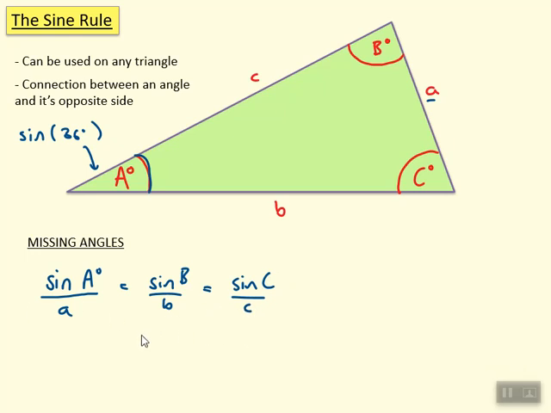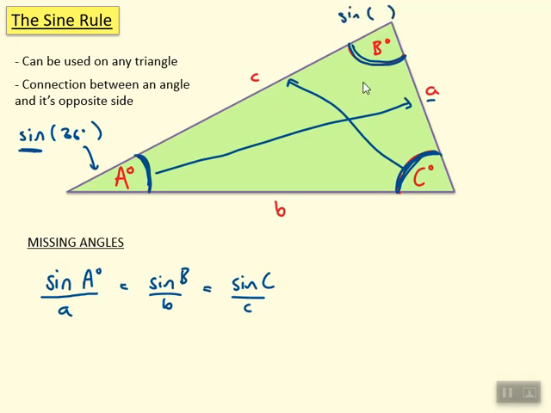Now, it's written in three parts, but basically what it's saying is if you take any angle in any one of the corners, do sine of that angle and divide it by its opposite side, then that is equal to sine of any other angle divided by its opposite side. It will always give you the same number each time. Okay, now that's for missing angles.